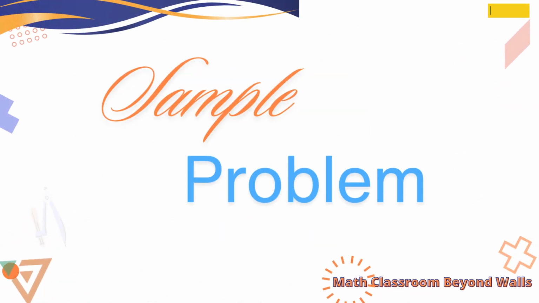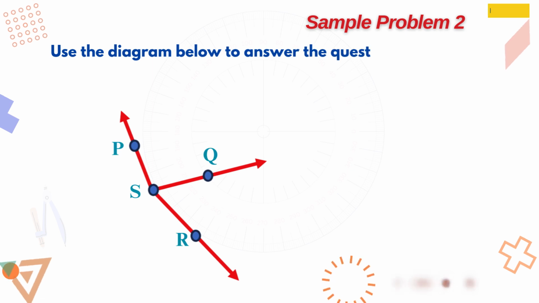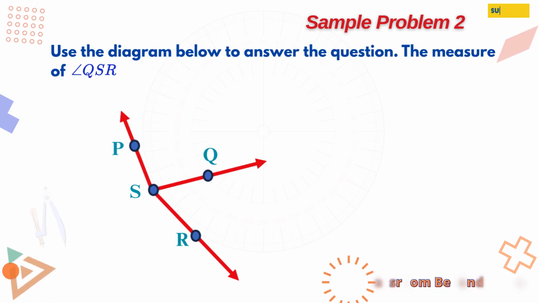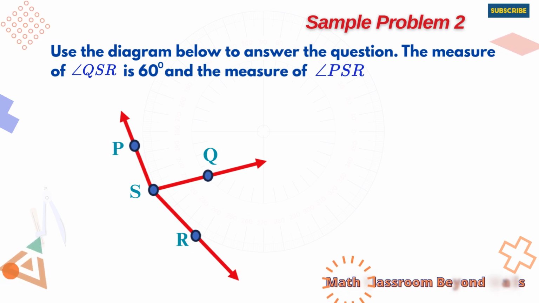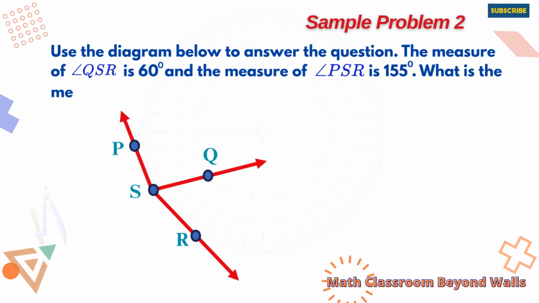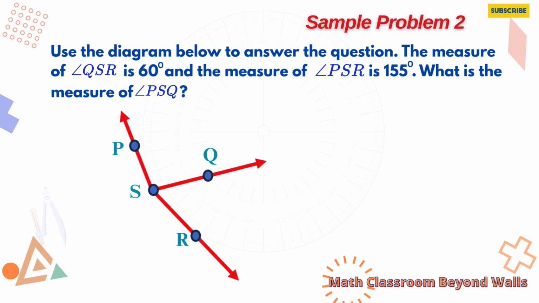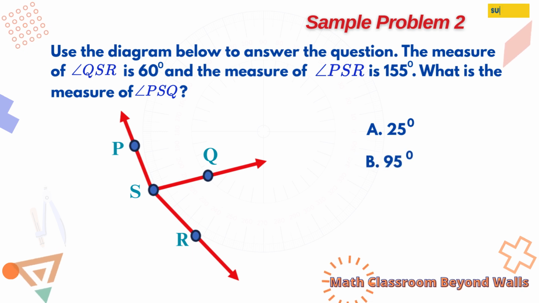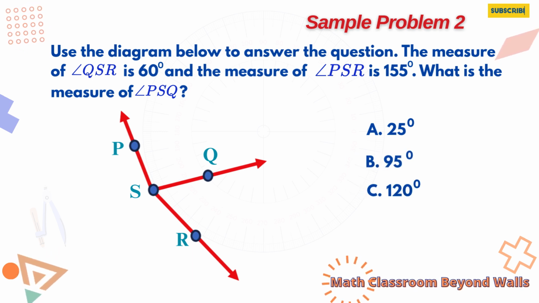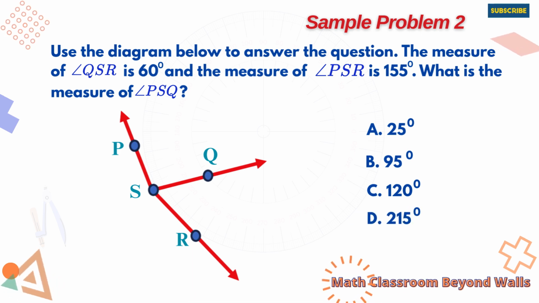Okay, let us move on to sample problem 2. Here is the problem. Use the diagram below to answer the question. The measure of angle QSR is 60 degrees and the measure of angle PSR is 155 degrees. What is the measure of angle PSQ? Option A, 25 degrees. Option B, 95 degrees. Option C, 120 degrees. Option D, 215 degrees.